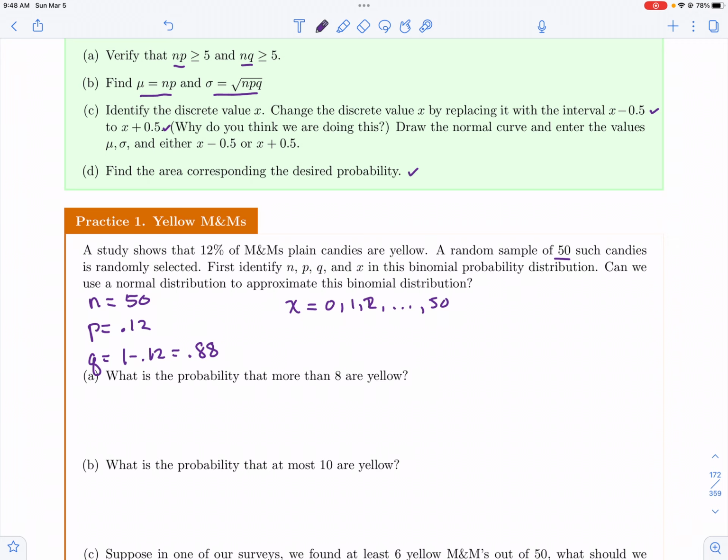Next, what we have to do is verify that we can actually use our normal distribution for this binomial distribution. So we're going to do our N times P, which is 50 times 0.12, and see if it's greater than or equal to 5, and then do our NQ, which is 50 times 0.88, and see if it's greater than or equal to 5.